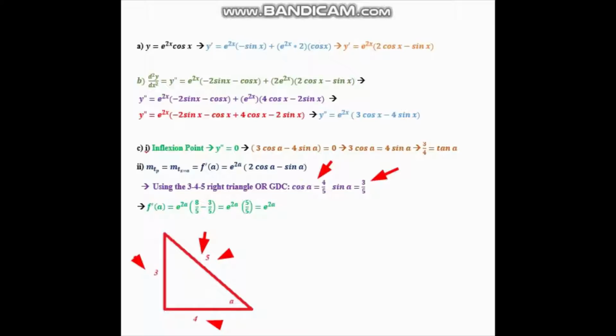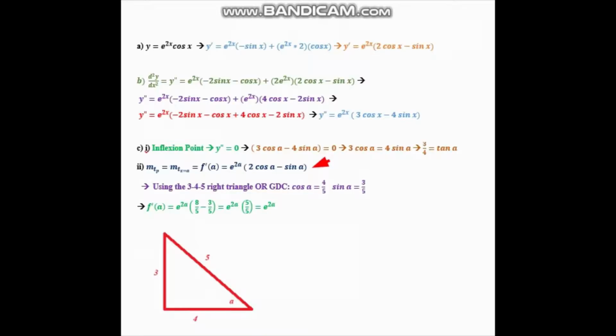Since this is a paper 2 question, you could have just obtained inverse tan of 3 over 4, and then obtained the sine and cosine of the answer. However, it is useful to know the 3, 4, 5 right triangle in case a similar question appears in paper 1 where there is no calculator. So now that I've obtained the values of cosine A and sine A, all that remains is to plug them into the equation.